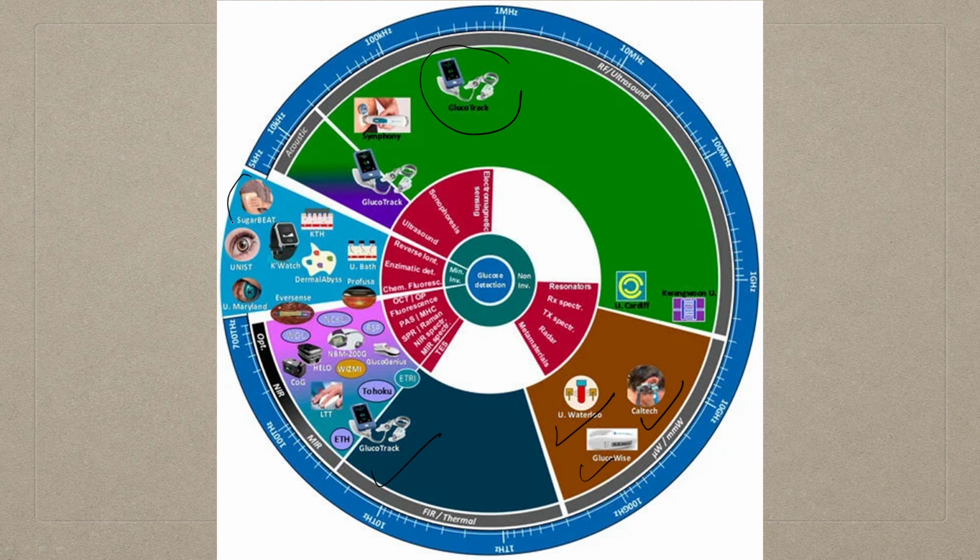Then you have the Sugar Beat. Then you have the UNIST. Then Maryland has a technology. So all this. Then KTH, the Korean Institute, University of Bath has a technology, and so on and so forth. There are a series of places where there are a lot of technologies. Tohoku University has another set of technologies.